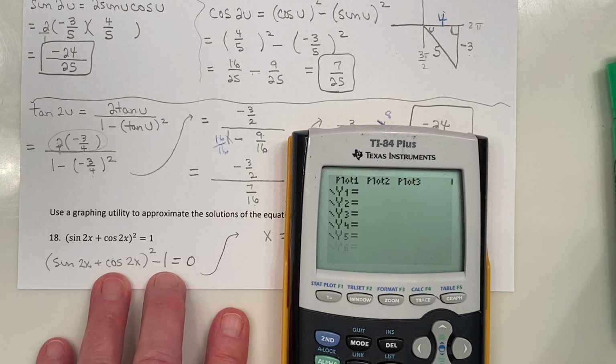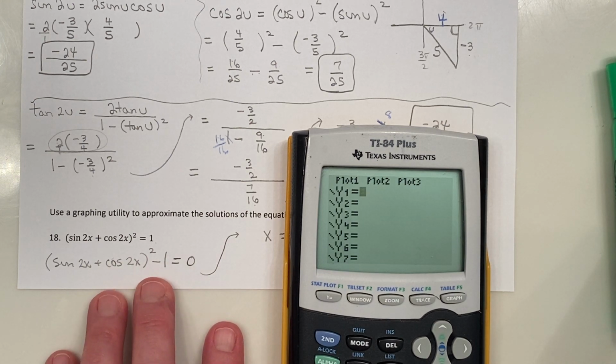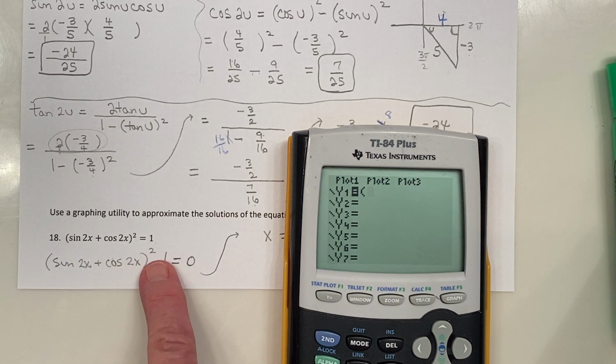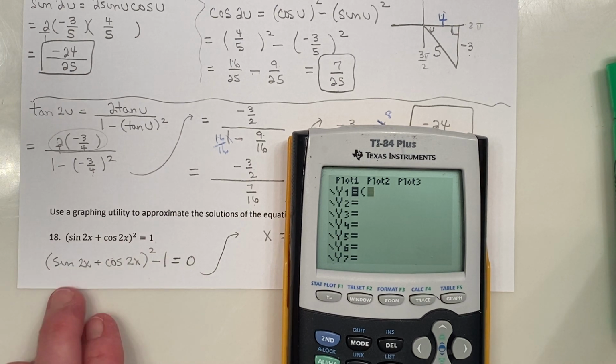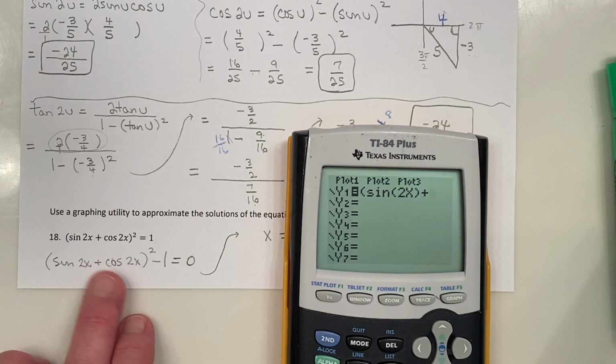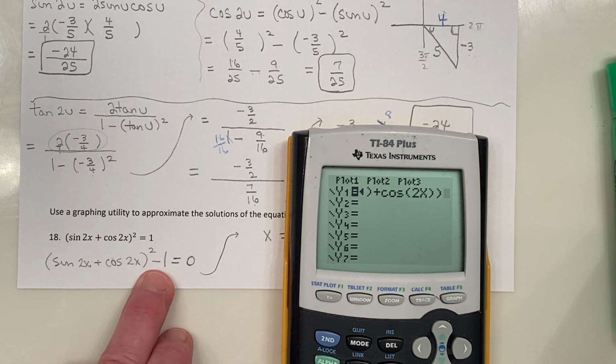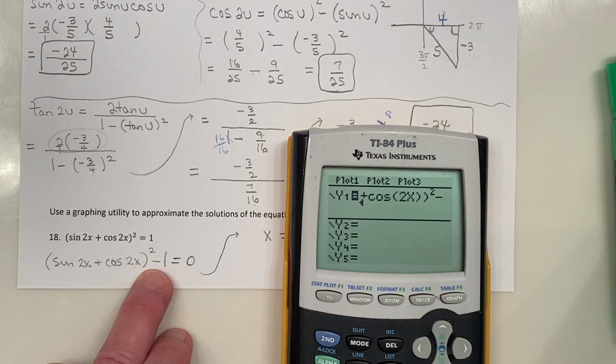Now go to y1. Make sure and do an open parenthesis because you want to square this quantity right here. And remember, when you hit sine, it calls up a parenthesis. So put in 2x and immediately close the parenthesis around 2x. And then hit plus and do the same thing for cosine. You want to close the parenthesis, but remember you had another opening parenthesis, so you want to close the parenthesis again. You want to put square on here, so square that. And then I want to do minus 1.